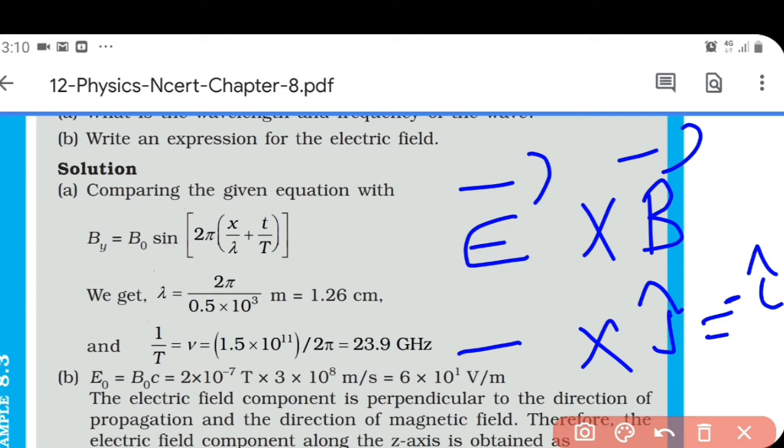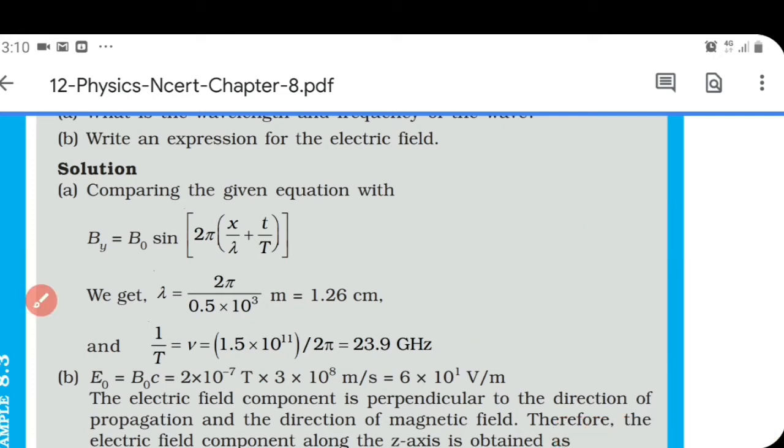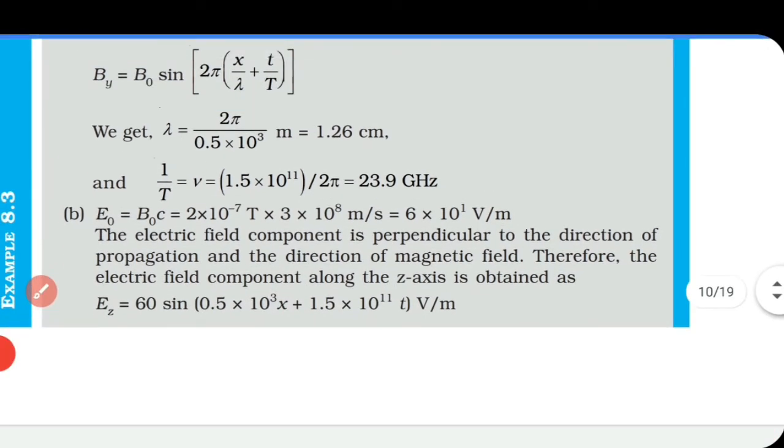So, here in the place of dash it should be k cross j. That means here it should be k. Then only k cross j will give you minus i cap. It means that the electric field is in the positive z direction. So, that is how we write Ez is equal to. Okay.